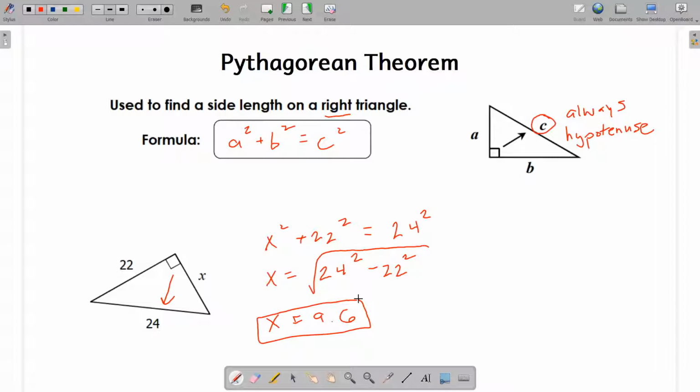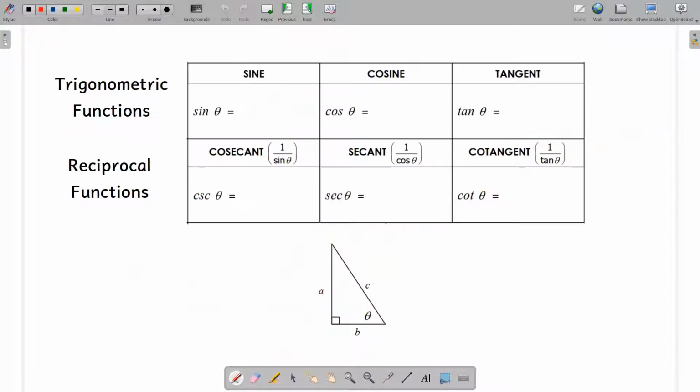So that kind of just gets mixed in every now and then. We don't use it all the time, but it's very helpful if you have two sides of a right triangle and you need to know the third. So the other thing that you probably learned about in geometry were these trigonometric functions. We have sine, cosine, and tangent. Most likely you learned it by SOHCAHTOA. And this is just a helpful way to remember what sides go with which trig function.